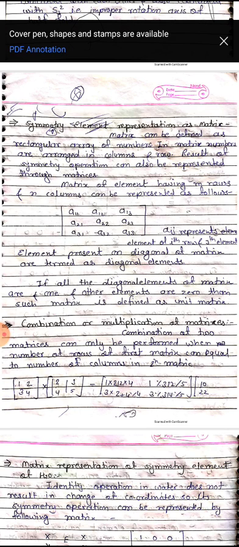First matrix has 2 rows and second matrix has 2 columns. Number of rows of first matrix are equal to number of columns of second matrix. In this case, multiplication of these two matrices, or combination of two matrices, can easily be performed, and it is shown in this example.